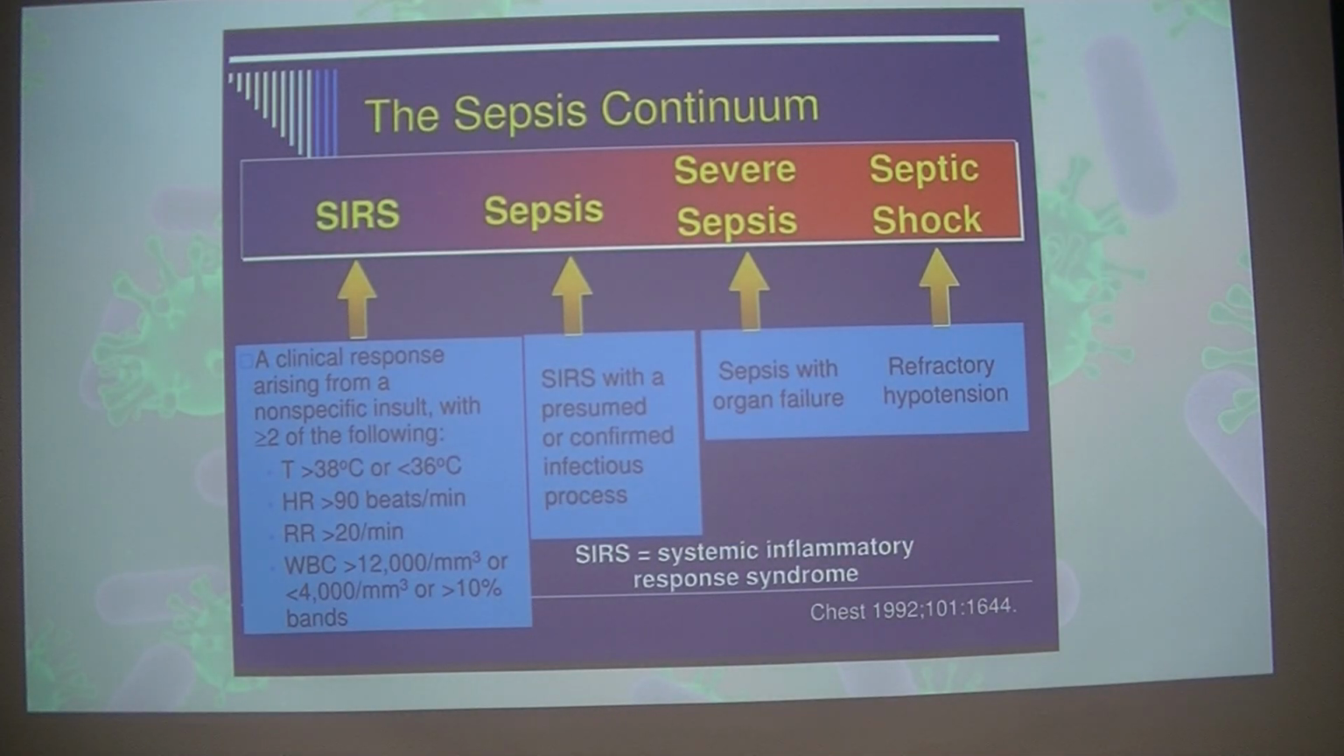So this is the sepsis continuum. It shows you how things progress. So it goes from SIRS, which is a clinical response arising from a nonspecific insult with greater than or equal to 2 of the following, and then it goes over the criteria. And sepsis is SIRS with a presumed or confirmed infectious process. And remember, usually we're going to be presumed, not confirmed. Then it goes to severe sepsis, which is sepsis with organ failure, and then septic shock, which is sepsis with refractory hypotension. So you're treating it and it's not coming back up.